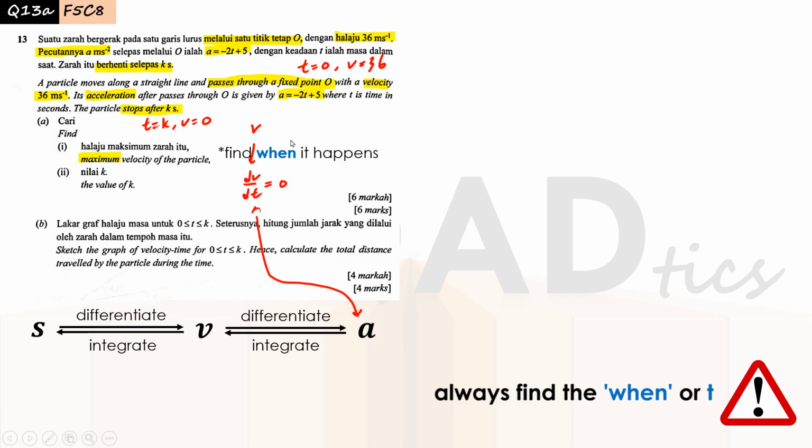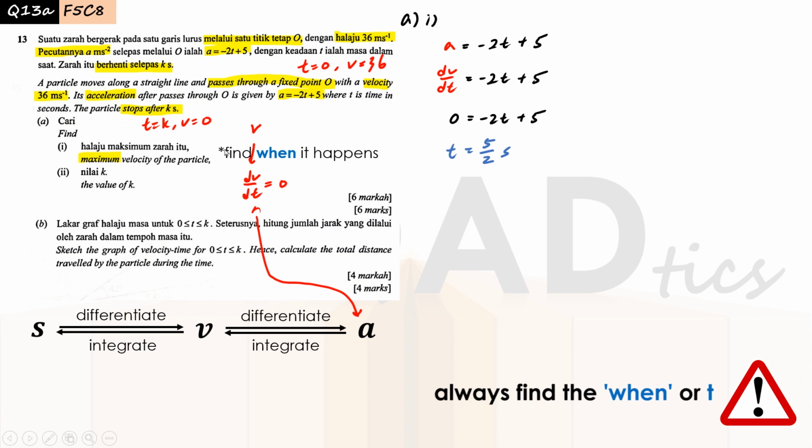Okay, so to find when it happens, we can use the equation here. Okay, so this dv over dt is technically a, so we can use this equation first. Okay, and then we change a to dv over dt, and then we set it to 0 because we are finding the maximum velocity, right? And then we rearrange a bit and we get t equals 5 over 2. So this technically is not the velocity, this is the time when this maximum velocity happens.